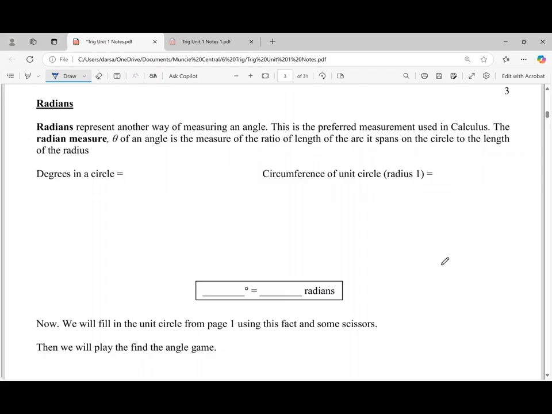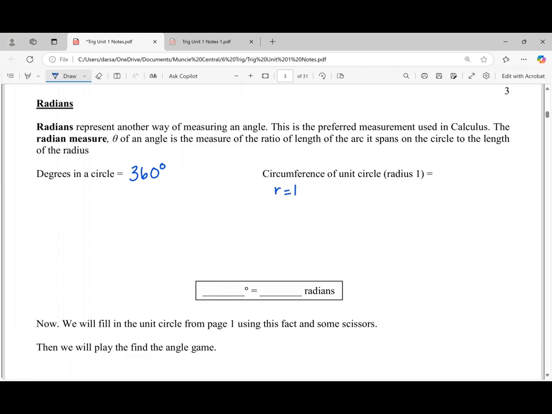How many degrees are in a circle? When you go a full circle, how many degrees did you go? Well, you went 360 degrees. Now, how did we define the unit circle? Remember, the unit circle is centered at 0, 0, and it has a radius of length 1. So in a unit circle, the radius is 1.